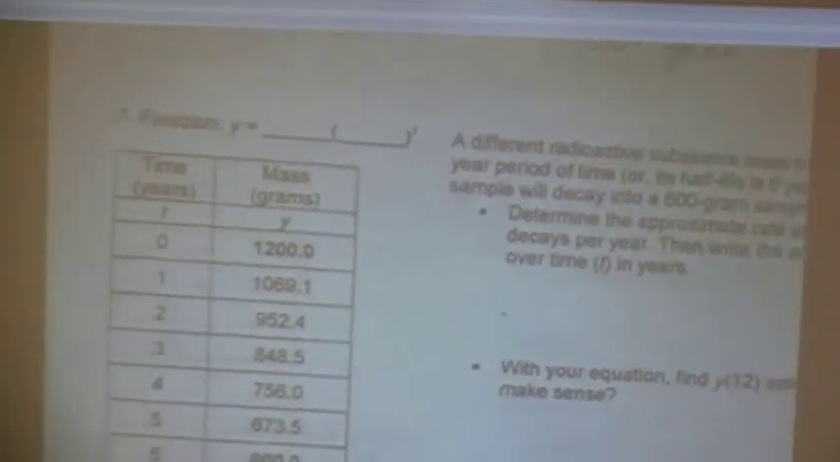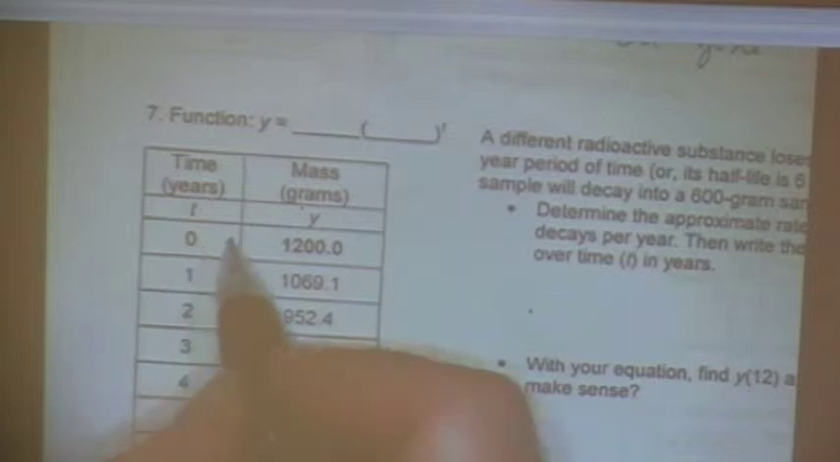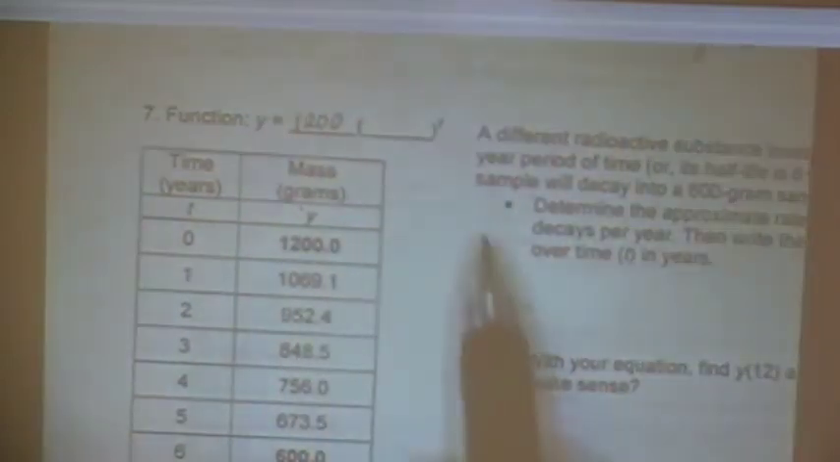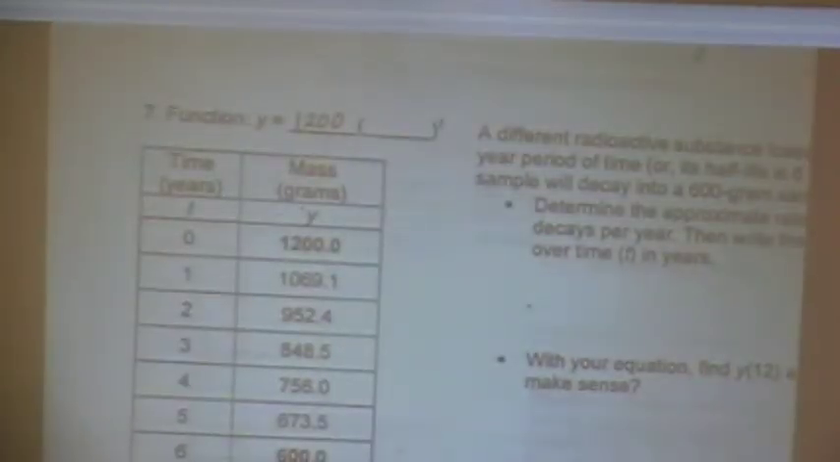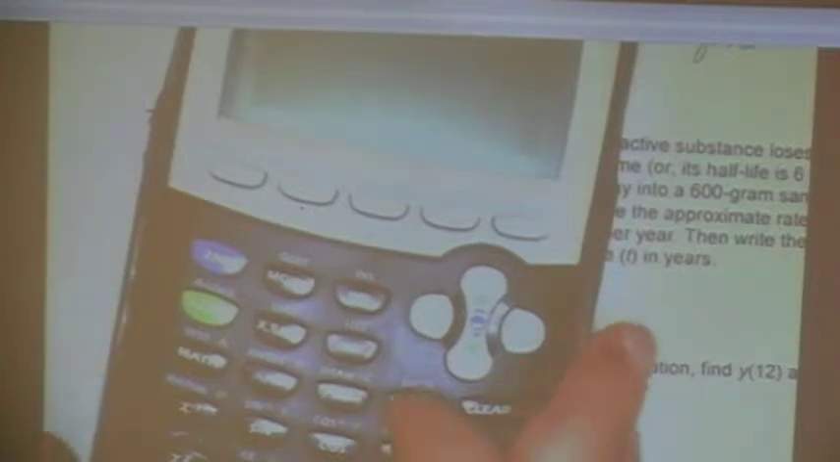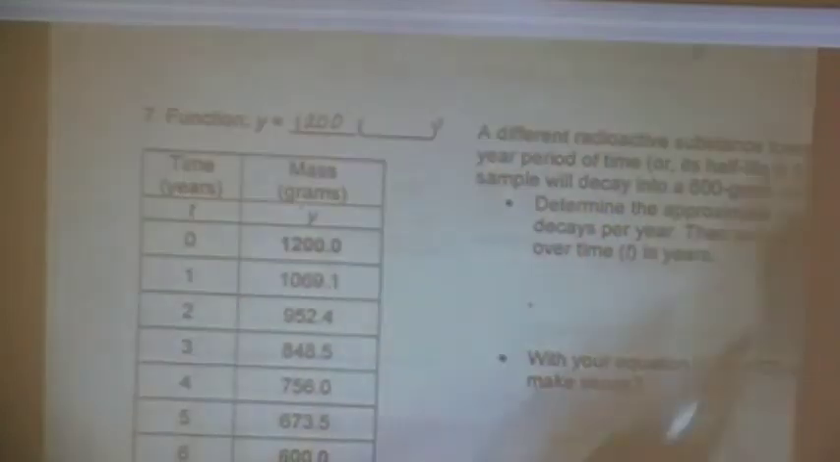So on your table, we knew the A value easily. The A value is always with 0, so I know that front value. How am I going to find the value that goes inside the parentheses? Well, it's like the first: divide the second by the first. So I put in my calculator 1069.1 divided by 1,200. I get 0.89. So that's what goes right here in the parentheses.